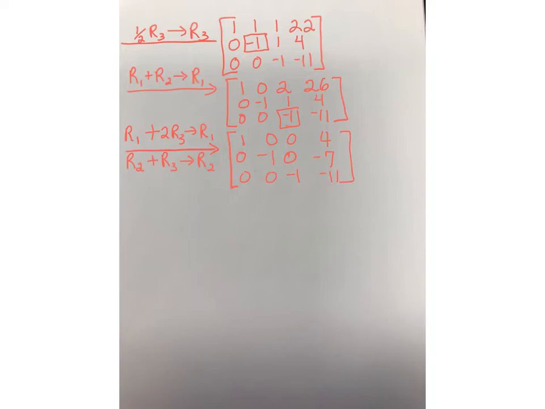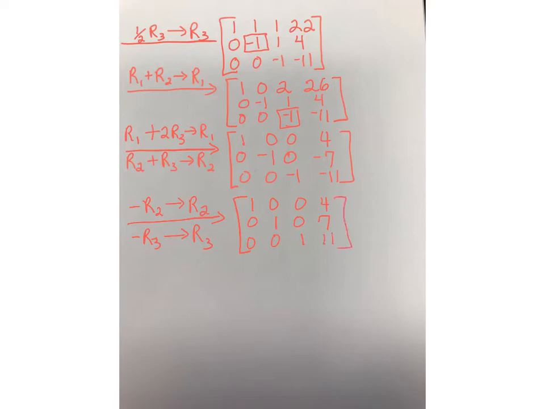So now all we have to do is get rid of the negatives here and here. So to do that, all we need to write is -1 times row 2 to get a new row 2, and then we're going to multiply row 3 by -1 to get a new row 3. So our matrix is going to be 1, 0, 0, 4. First row didn't change. Then we're multiplying all of the entries in row 2 by -1, so that's going to make them positive. And then similarly with row 3.